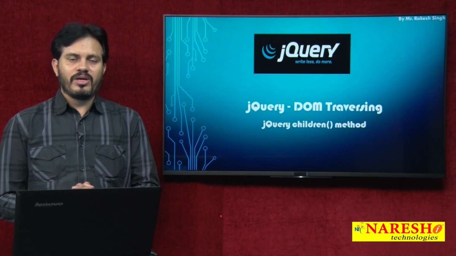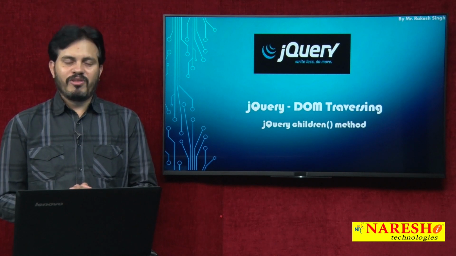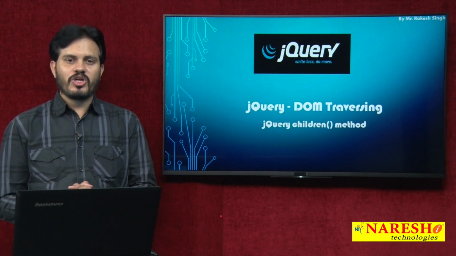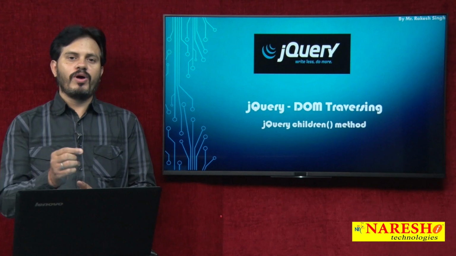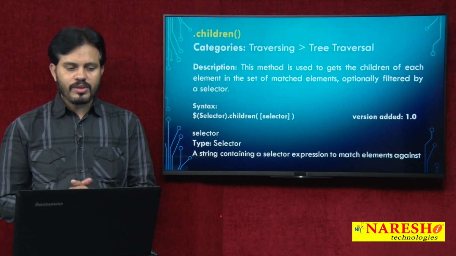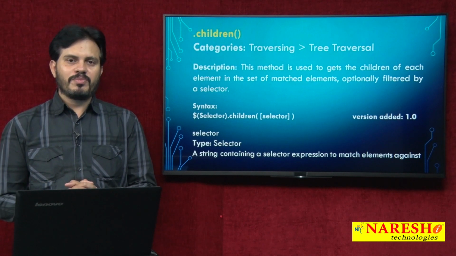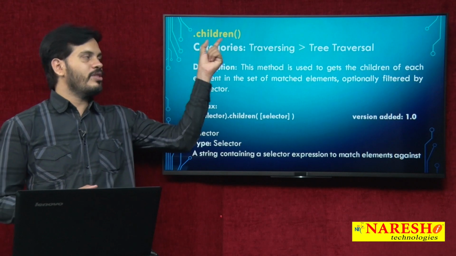While developing any website, in order to perform any operation at the client side, we may get a requirement to perform an operation on certain children elements of a set of matched elements or one matched element. So children is a method. In the jQuery core library, as a part of DOM traversal, it provides one method called the children method.